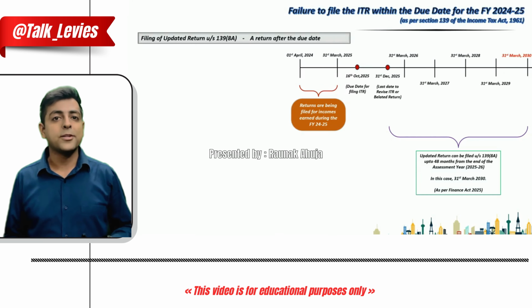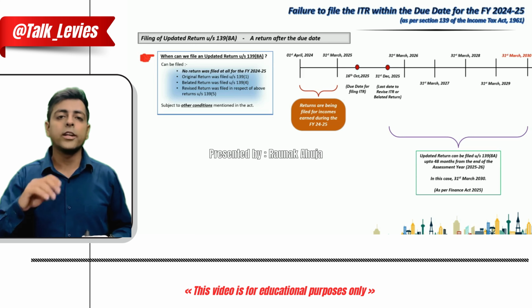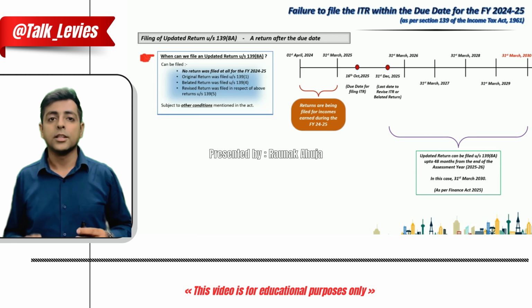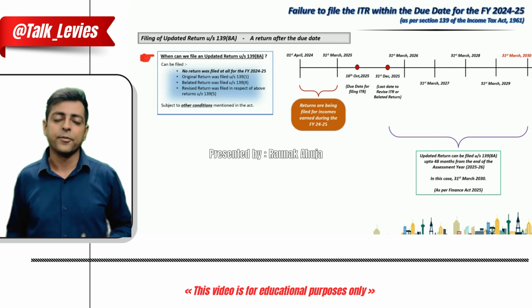Now, let's simultaneously look at some of the FAQs as well. This will help us understand the subject more clearly. So, when can we file an updated return? An updated return can be filed in the following 4 circumstances. The first one being in case you had not filed an income tax return for the financial year 24-25.